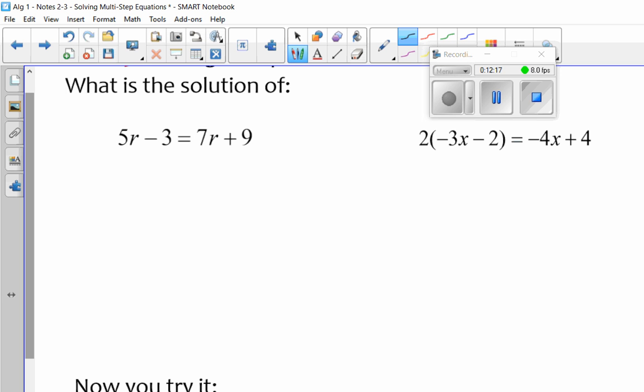So for me to do that, I have to move all of the variables to one side of the equal sign and all the other numbers to the other. It's called gathering. So I gather the variables to one side, and the numbers to the other side. I look at my 2 variables. Which one's bigger? The 7r is bigger. It's positive 7r, so it's bigger than 5r. So I'm going to move the 5r, doing the inverse again. I'm going to subtract it from both sides.